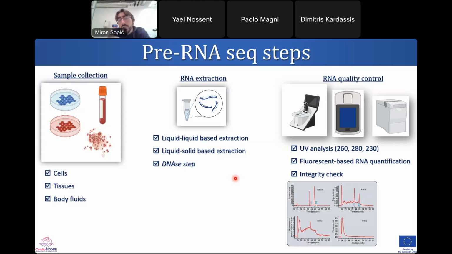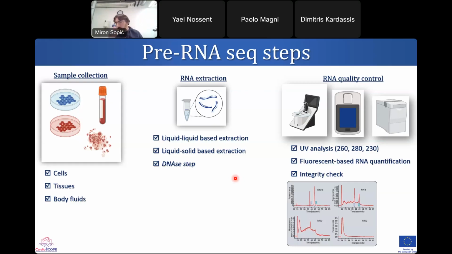So most of the time what is suggested is to use RNA extraction methods with columns, and also to use a DNase step to clean the RNA so you don't have DNA contamination. And then after you extract your RNA, you need to check the quality: first the quantity, of course, and the contamination with classical UV analysis, but also what needs to be done is to check the integrity of RNA.